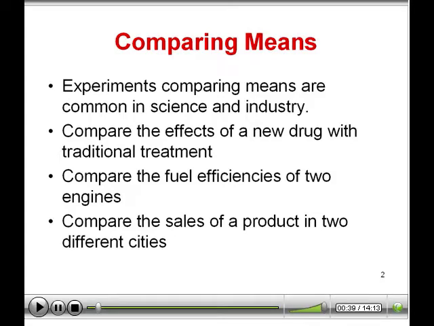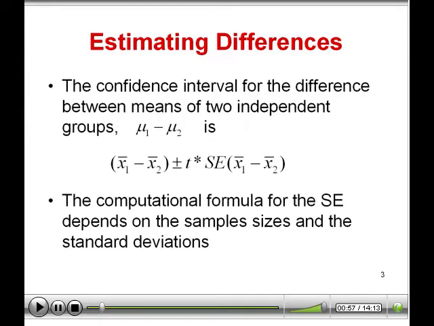Some examples of such experiments include comparing a new drug to a traditional treatment, or comparing the fuel efficiency of two different engines, or even the sales of a product in two different cities. The estimation and significance testing procedures we developed in the previous chapter are the basis for comparing two means. The big idea is the same, just the formulas are different.